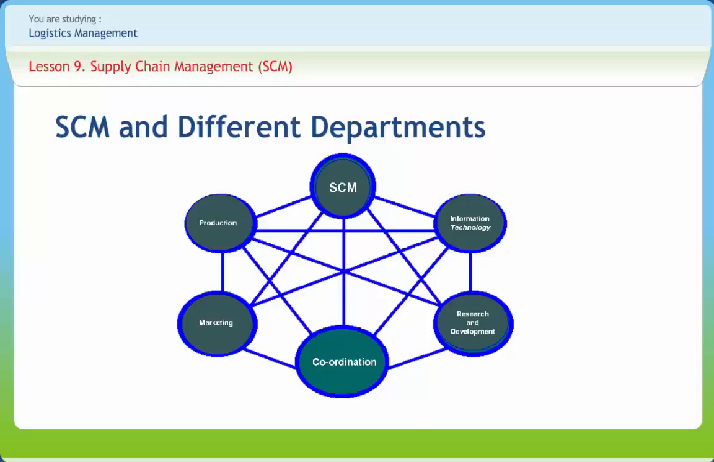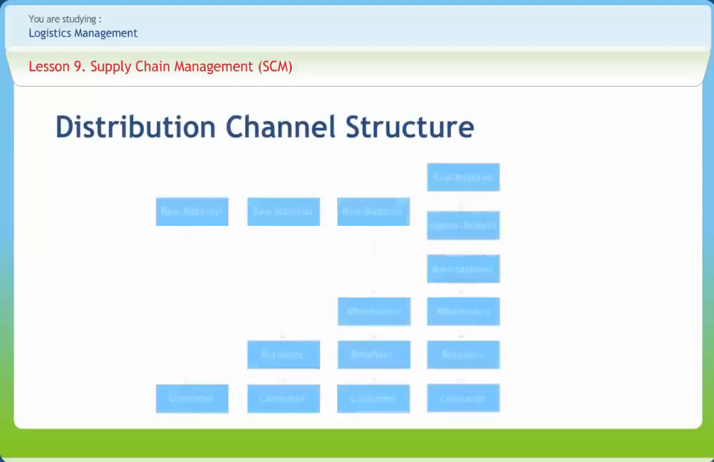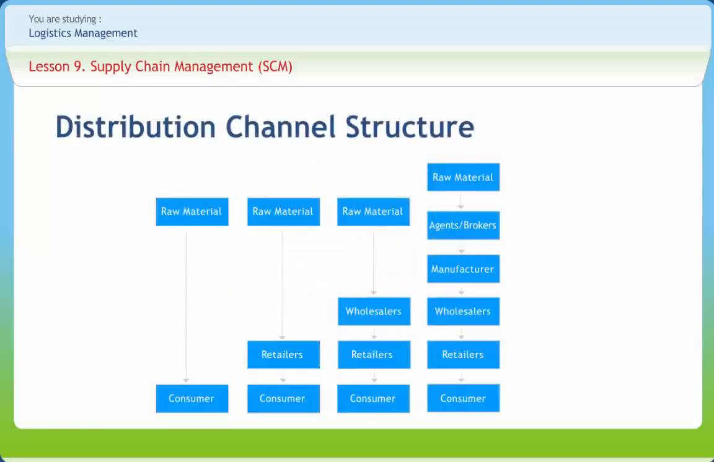For all these reasons, coordination is extremely important between the departments. The success of the business requires coordination of SCM with all the departments, that is, planning, purchasing, inventory, production, and transportation. The increased complexities of business have given rise to increased complexities in structuring the distribution channel.